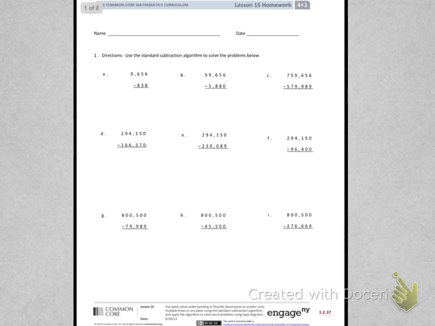Grade 4, Module 1, Lesson 15 homework. Directions: use the standard subtraction algorithm to solve the problems below. We're going to look at problem letter D.